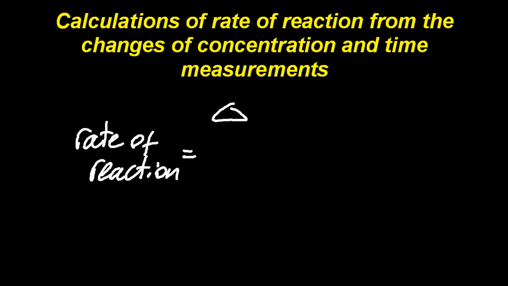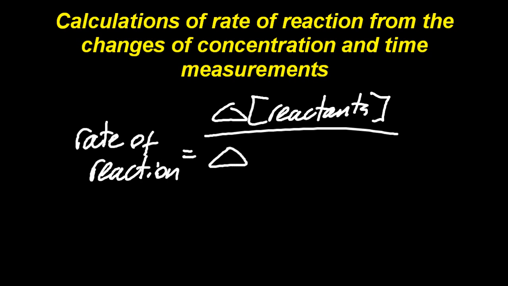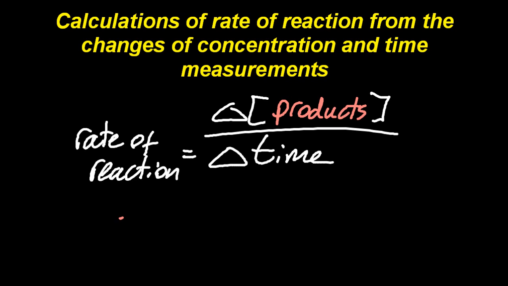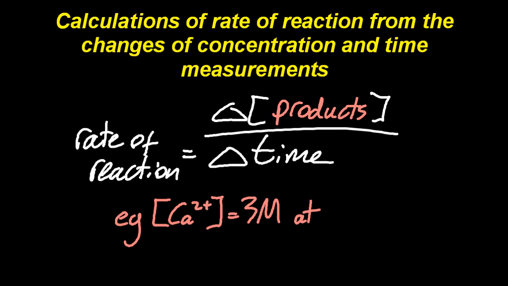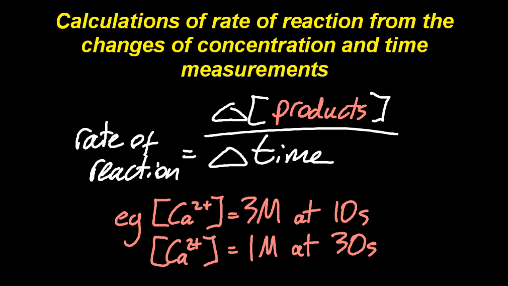Calculations of rate of reaction. Well, rate of reaction is the change in concentration of reactants over the change in time, or the change in concentration of products over the change in time. So let me give you some data. Let's say there's 3 molar calcium ions at 10 seconds and 1 molar calcium ions at 30 seconds.